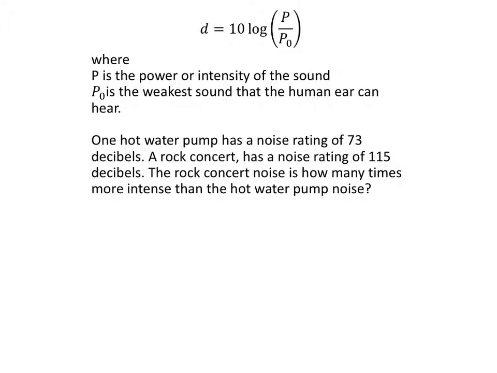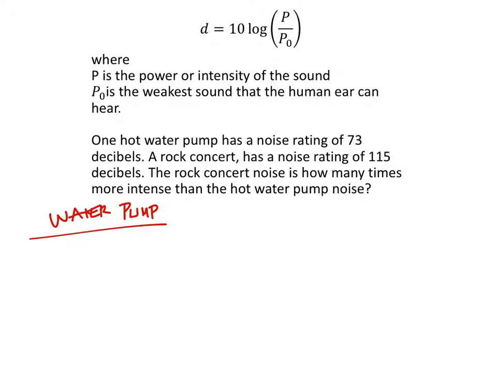So when it asks how many times bigger it is, it's not a matter of taking 115 and dividing it by 73. That is not what we want right there, okay? What we need will be based on the power, or again, the intensity of the sound, which is the P value. So let's look at this. This is kind of like the earthquake one with the San Francisco and South America one. Let's look at the water pump first.